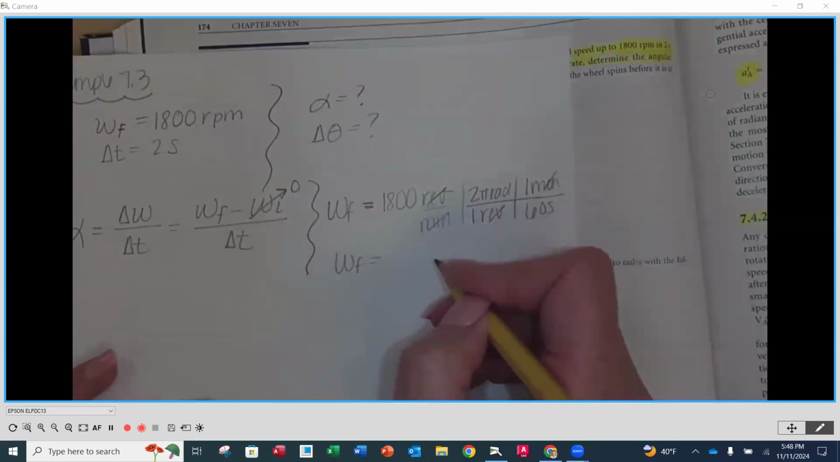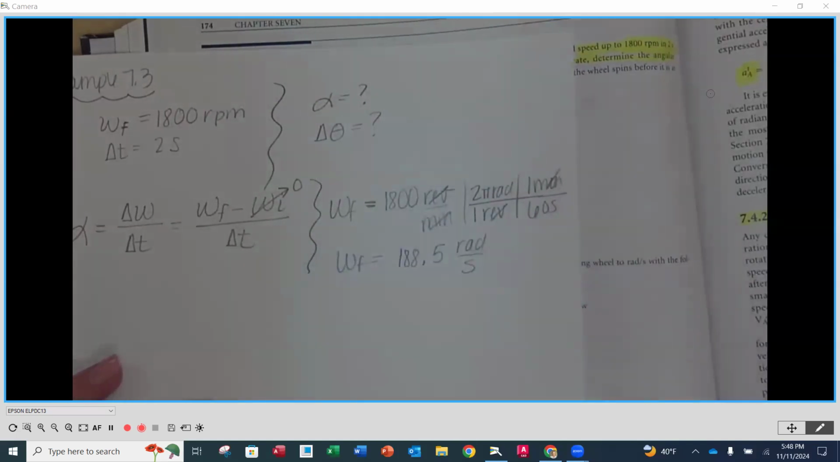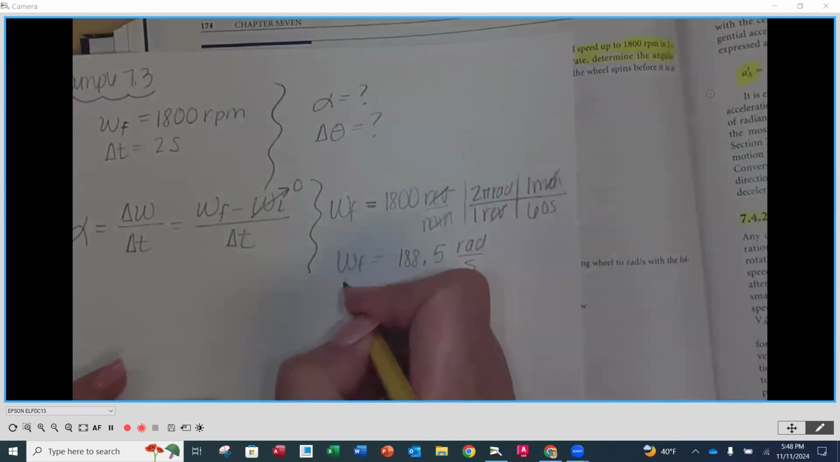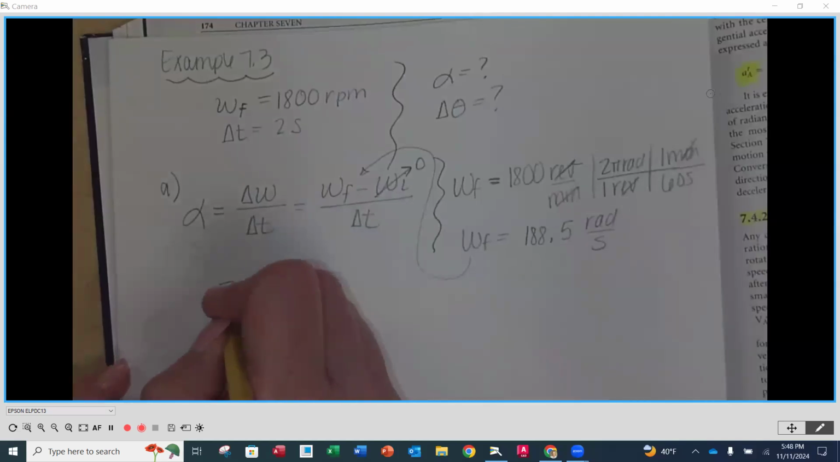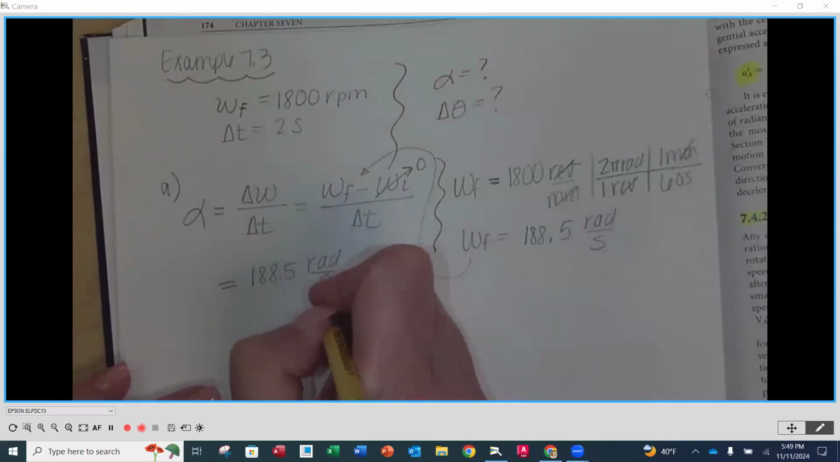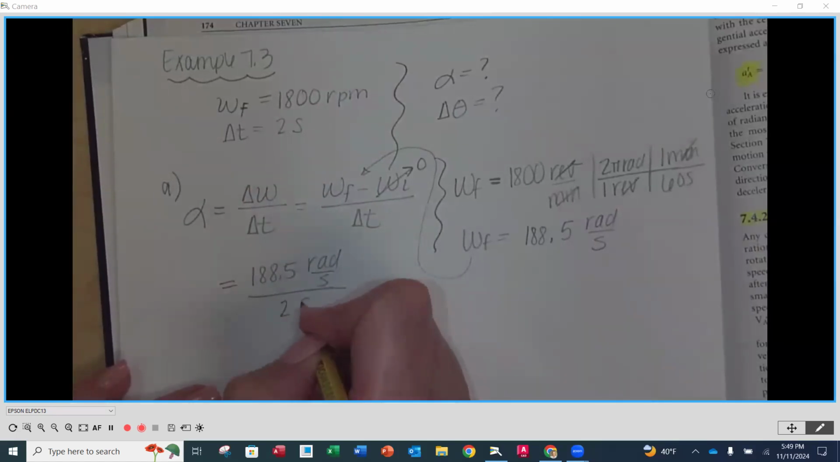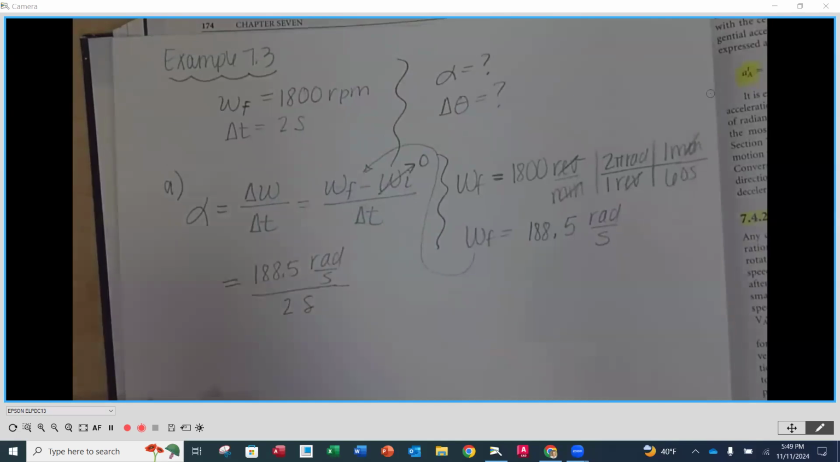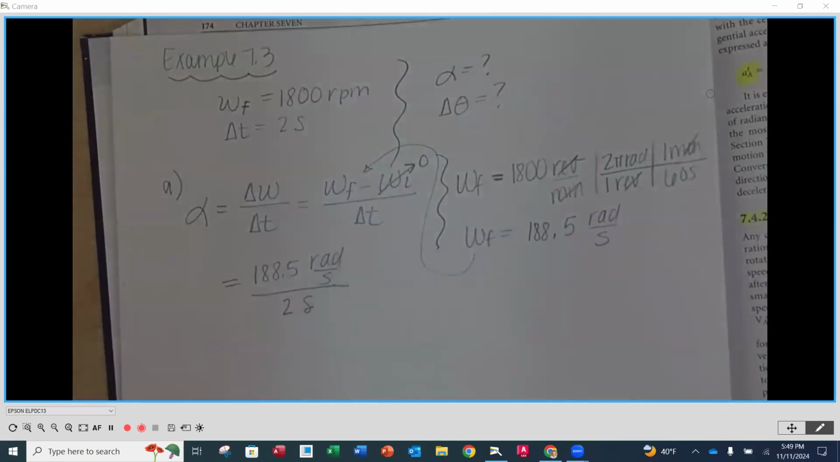So you should get 188.5 radians per second. Okay, make sure you can get that. Then we're going to use that value up here. Okay, so our alpha is going to be equal to 188.5 radians per second divided by the 2 seconds that it took us to get there. Okay. So now you're going to notice we're going to have radians per second squared, which are the correct units. We don't cancel anything out here. The second squared combines on the bottom.